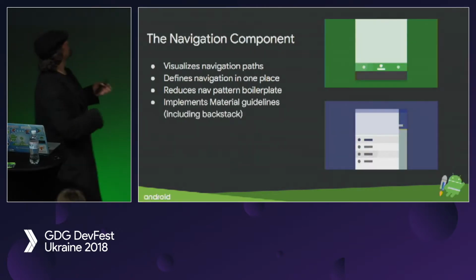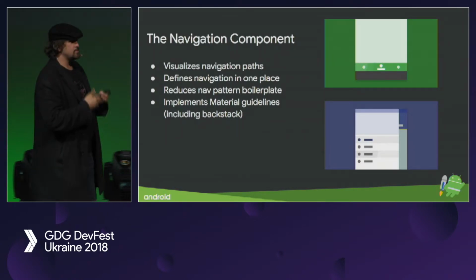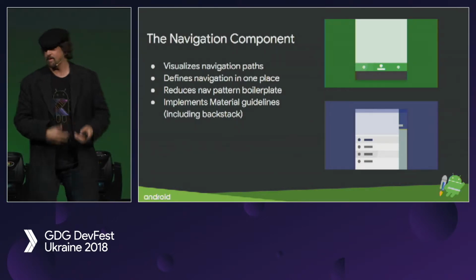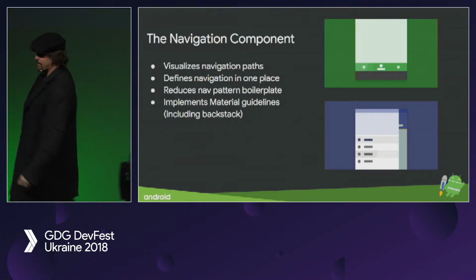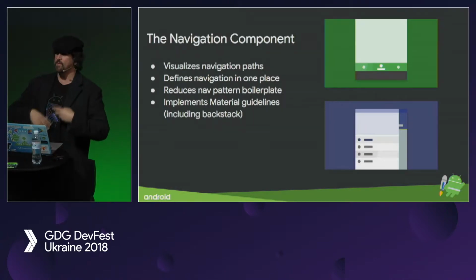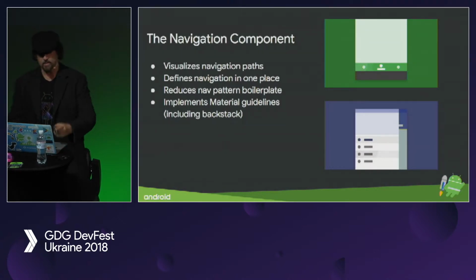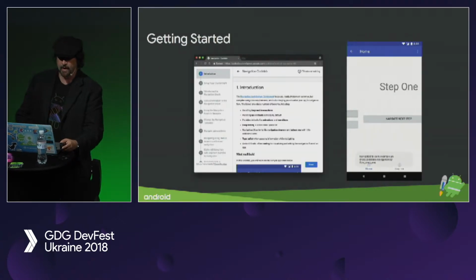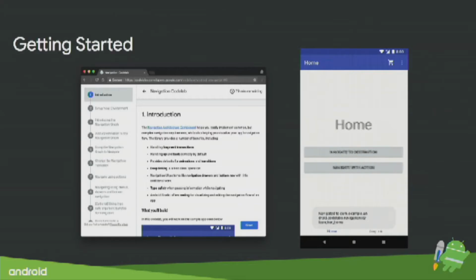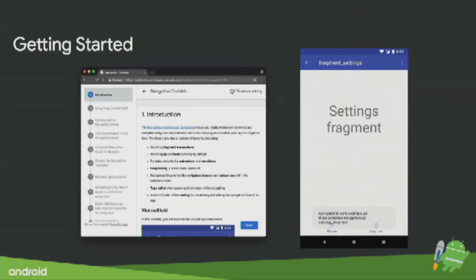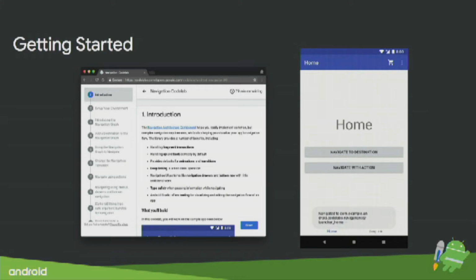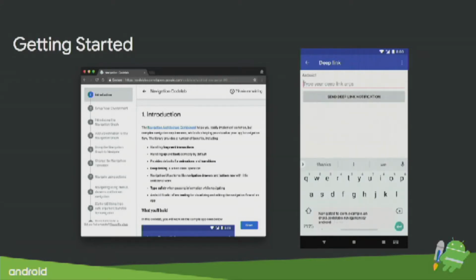And the other thing is that we really wanted to follow the material guidelines for navigation. And this is important because, again, we want to make the experience consistent for the user. This is particularly with respect to the backstack. And if you haven't used this before, and I'm glad a lot of you have, I definitely recommend checking out the Code Lab. I'll mention this again at the end, but it's pretty cool.